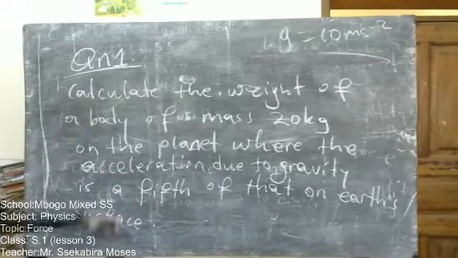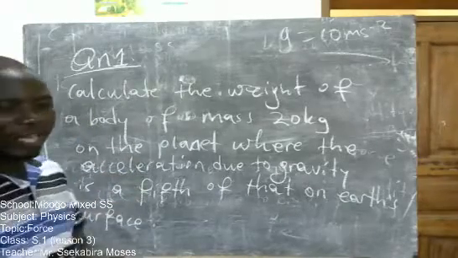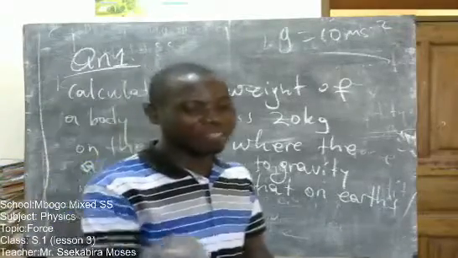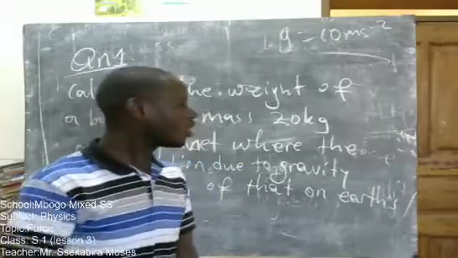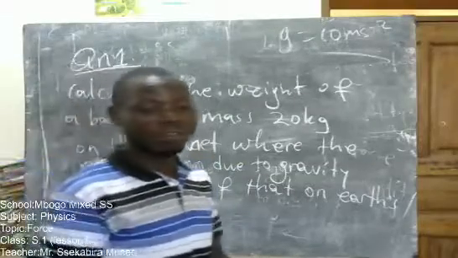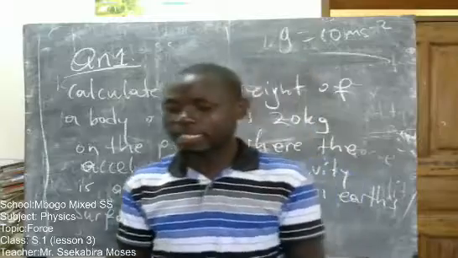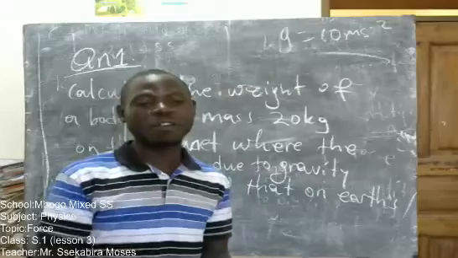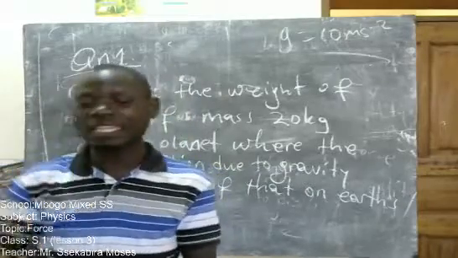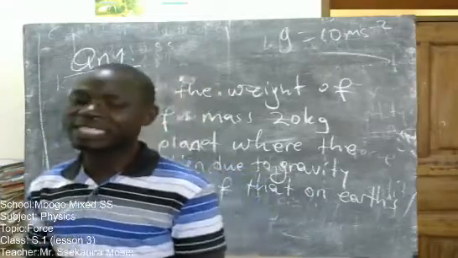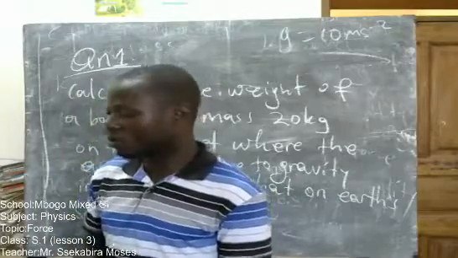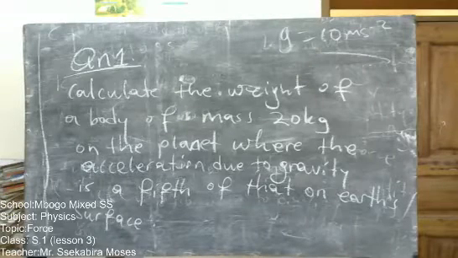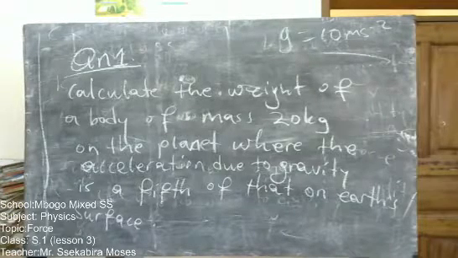I want you to try out this question and be able to get the weight. We said that one of the reasons why the weight of a body changes from place to place is that different planets have different acceleration due to gravity. Remember, the acceleration due to gravity on Earth's surface is 10. Now use it to calculate the weight of a body on another planet where the acceleration due to gravity is a fifth of that on Earth's surface. That question is for you.